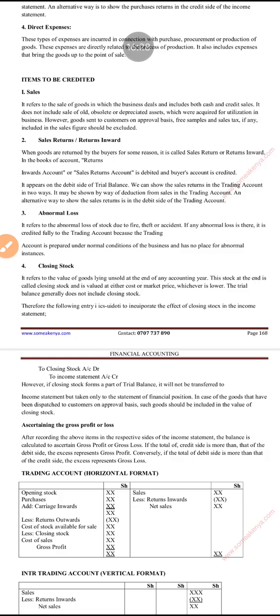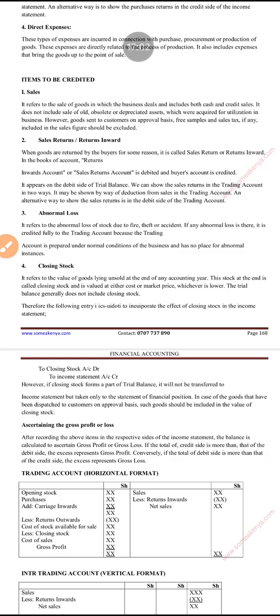Then you also have the abnormal loss. Abnormal loss refers to the abnormal loss of stock due to fire, theft, or accident. If any abnormal loss is there, it is credited fully to the trading account, because the trading account is prepared under normal conditions of the business. It has no place for abnormal instances.